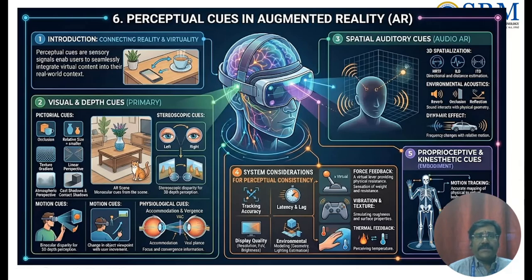Another one is perceptual cues in augmented reality. Perceptual cues are sensory signals that enable the user to seamlessly integrate the virtual content into the real world content. So there are pictorial cues and stereoscopic cues. Pictorial cues create occlusion and relative size, smaller or bigger. So the perceptual cues are creating the 3D visualization in a high definition manner.